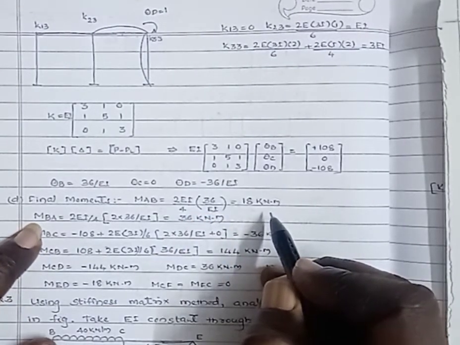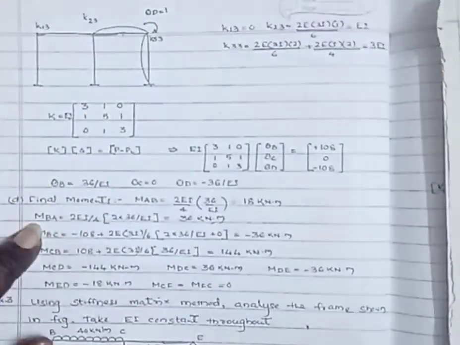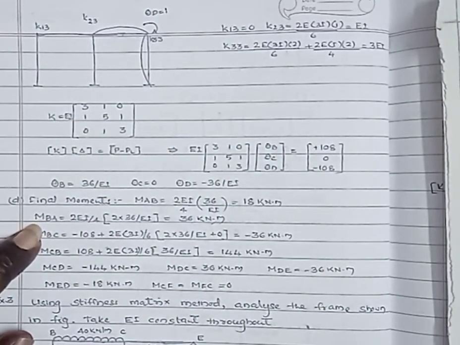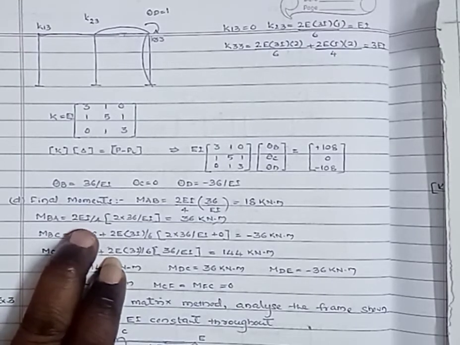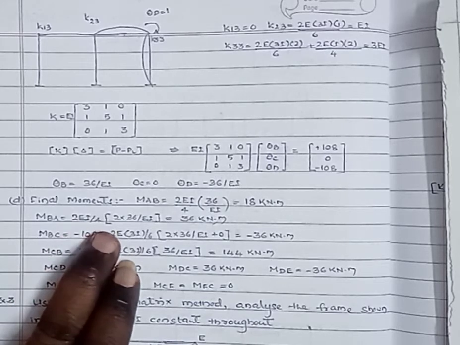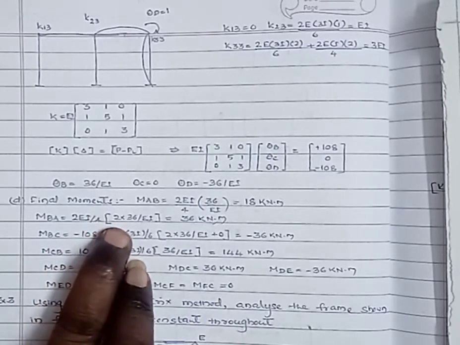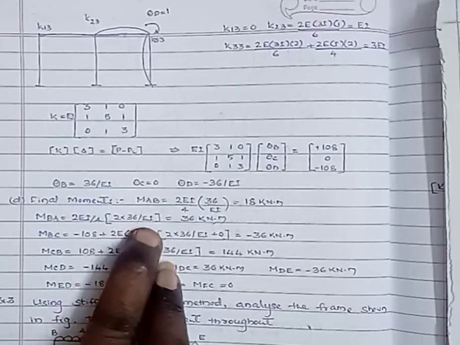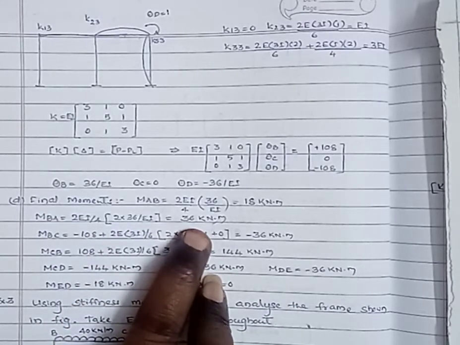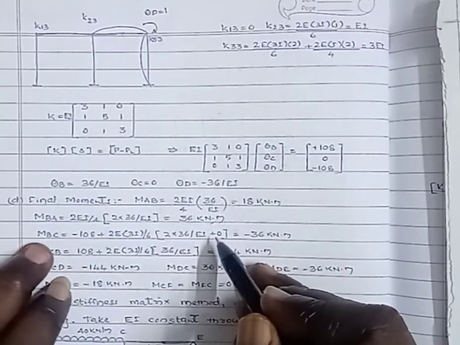Then MBA, by using the slope deflection equation, MFBA is 0 plus 2EI by L, where length is 4 meter, inside the bracket 2 theta B plus theta A, where theta A is 0 since that is fixed. 2 times 36 by EI, after simplification, is 36 kilonewton meter.